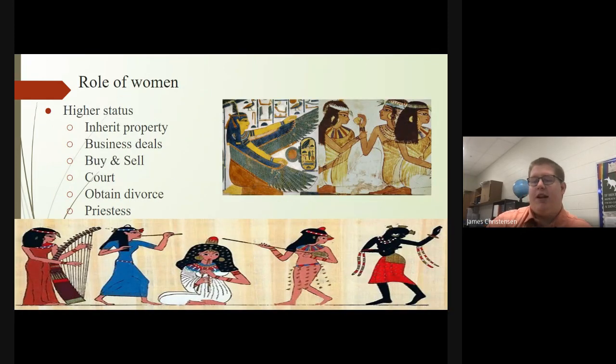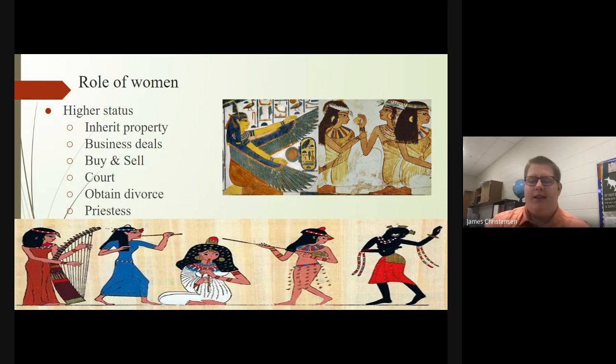Now, the role of women in ancient Egypt. Women actually had a very high status in terms of Egyptian society compared to other ancient cultures we'll talk about. They were able to inherit property, participate in business, buy and sell goods, go to court, obtain divorces, and become priestesses if they so choose. So it provided a lot of access for women.